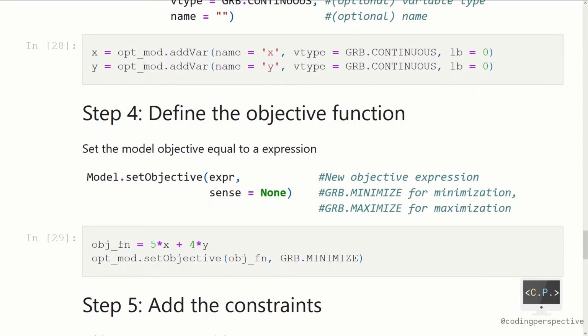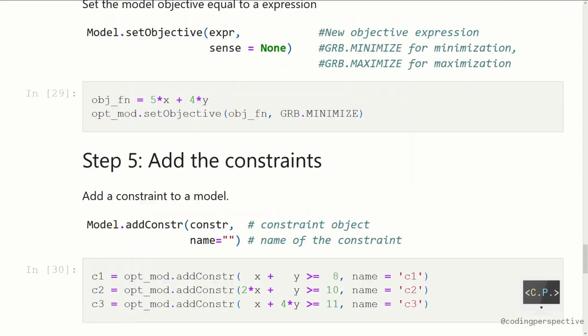In step 4, it is time to define our objective function. We use the model.setObjective function to specify the objective function. There are two inputs. First, the objective function as an expression, and the second, the sense. For our model, we define the objective function as 5x plus 4y, and the sense is GRB.MINIMIZE.